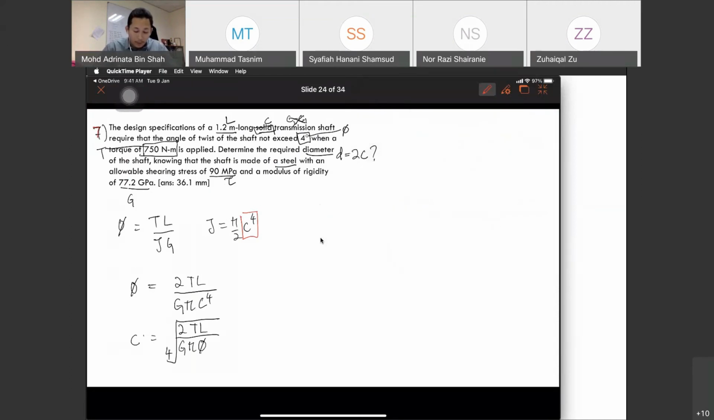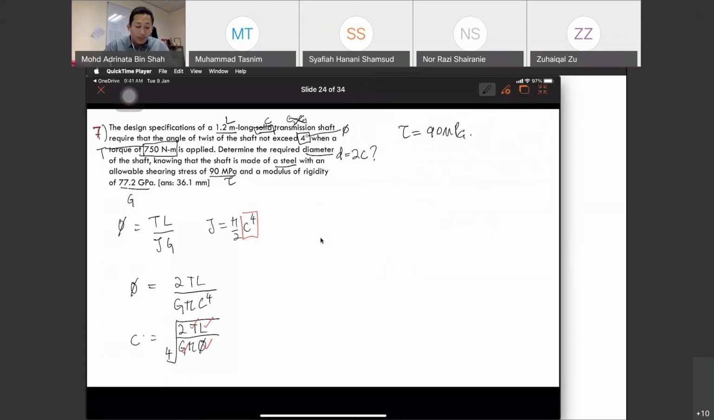So what do you have? We have our value of torque, 750 Newton meter. We have the length of our shaft, 1.2 meter. We have our G, we have our pi and phi. Another thing that we have is tau equals 90 megapascal.